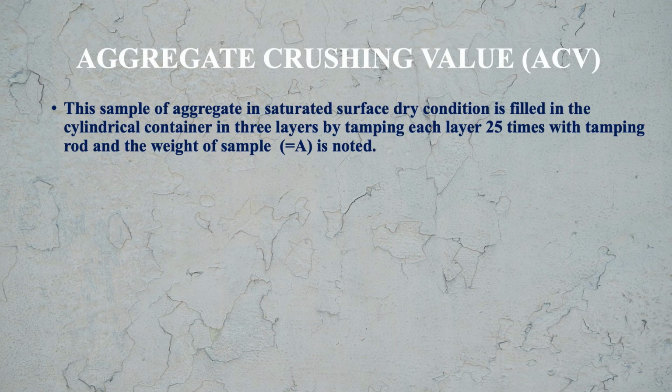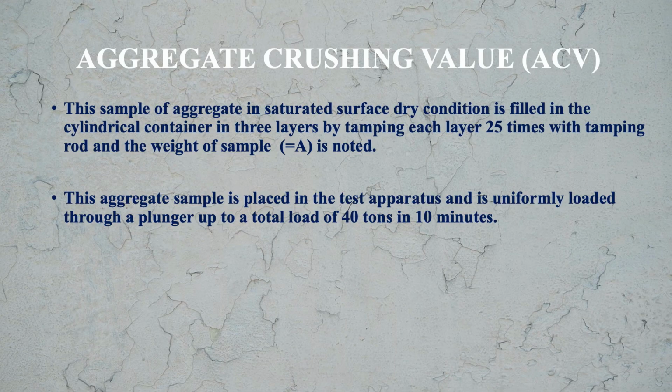So this sample of aggregate in saturated surface dry condition is filled in the cylindrical container in 3 layers by tamping each layer 25 times. You take the tamping rod and each layer is tamped 25 times with the tamping rod in a standard manner, and then it is weighed. Let us take the weight of this sample as A.